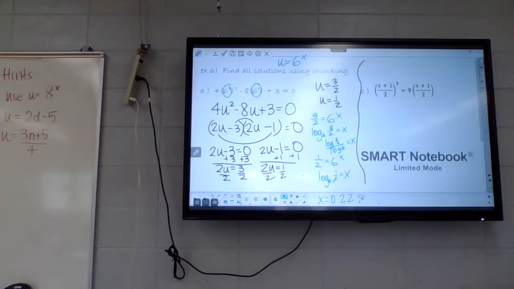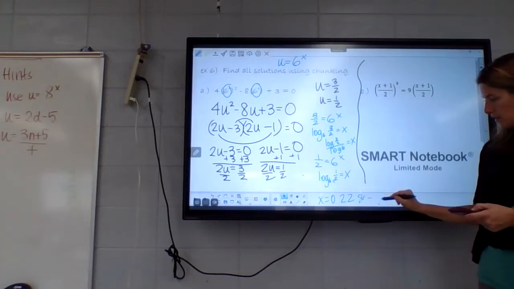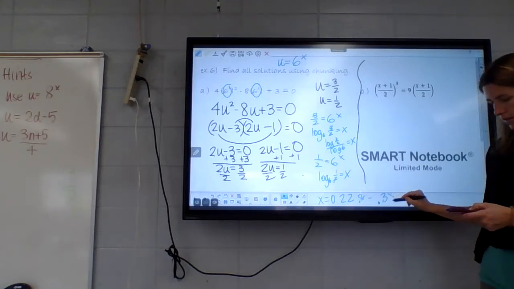I got 0.22, and negative 0.38. 0.39, I guess.